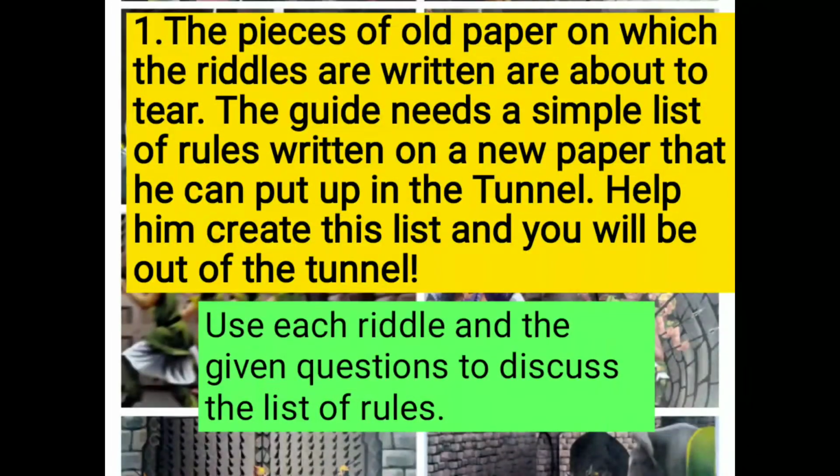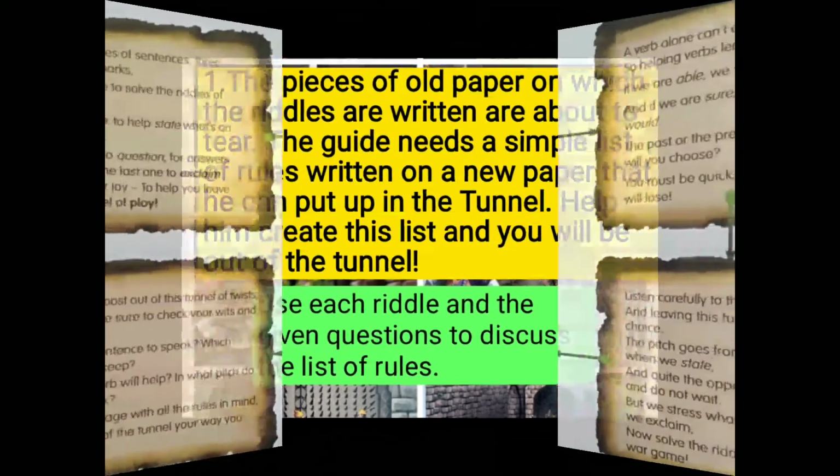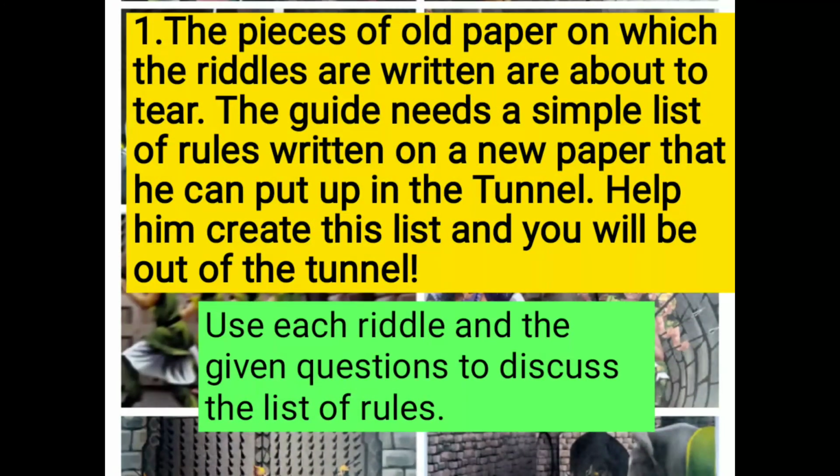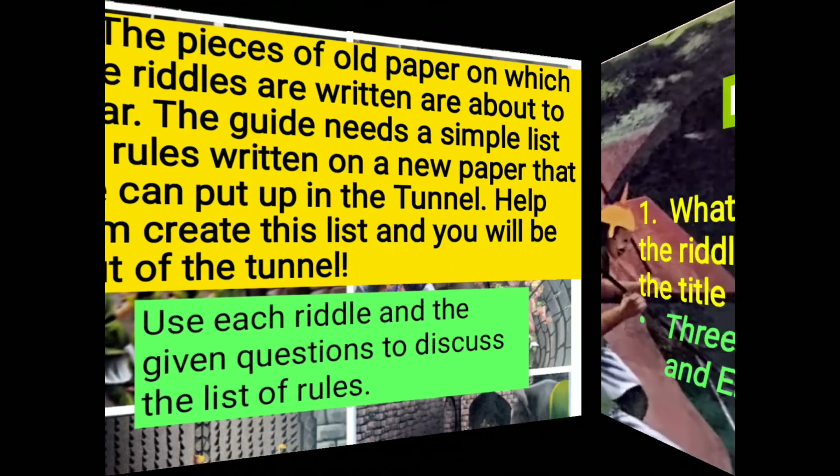The pieces of old paper on which the riddles are written are about to tear. Okay. So the guide needs a simple list of rules written on a new paper. Now what do you have to do? You have to write a simple list of rules on a new paper, fine, so that he can put it up in the tunnel. Okay, help him create this list and you will be out of the tunnel. Now let's help the guide create this list.